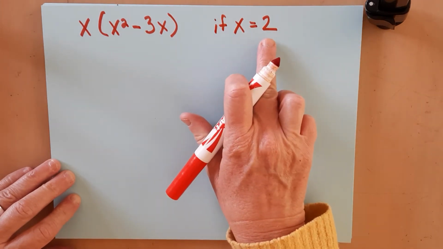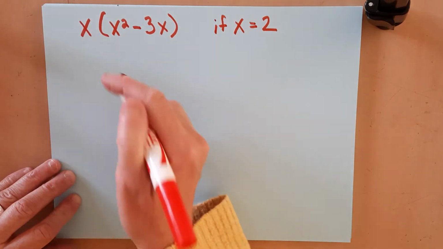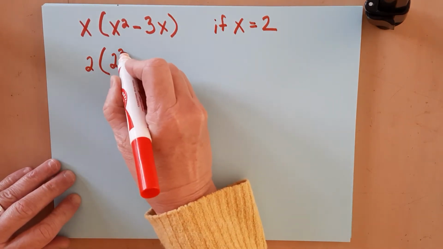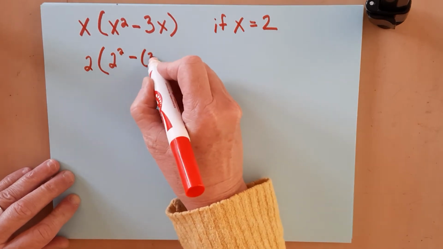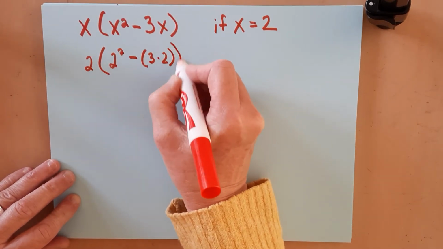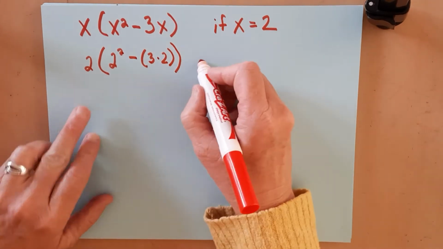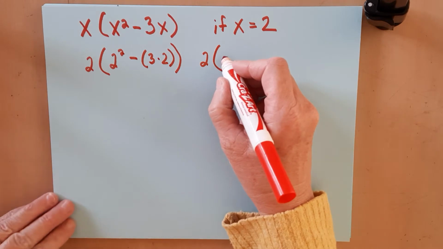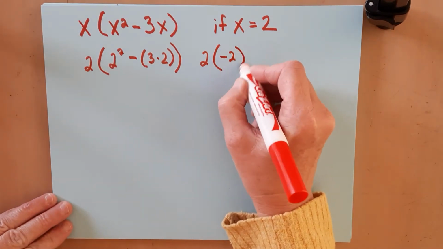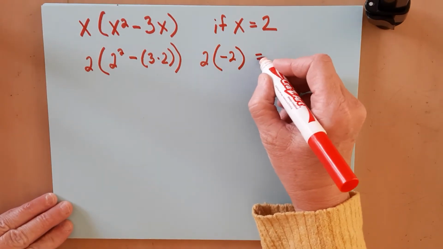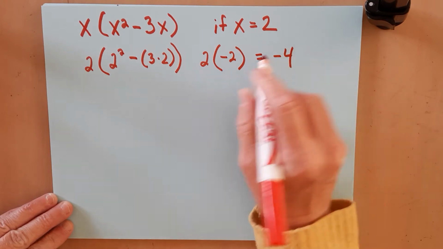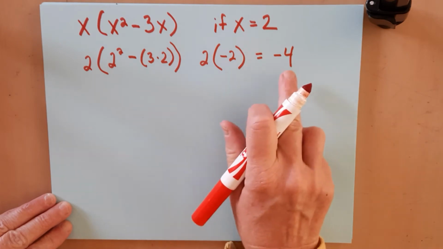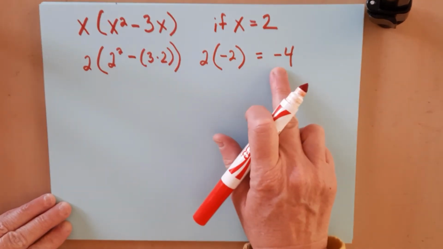What we're just going to do is put the 2 in for x. So this would become 2 times 2 squared minus 3 times 2. So that would be 2 times 4 minus 6, which would be negative 2. And 2 times negative 2 would be negative 4. So if you would solve that problem, then you would find that this equals negative 4.